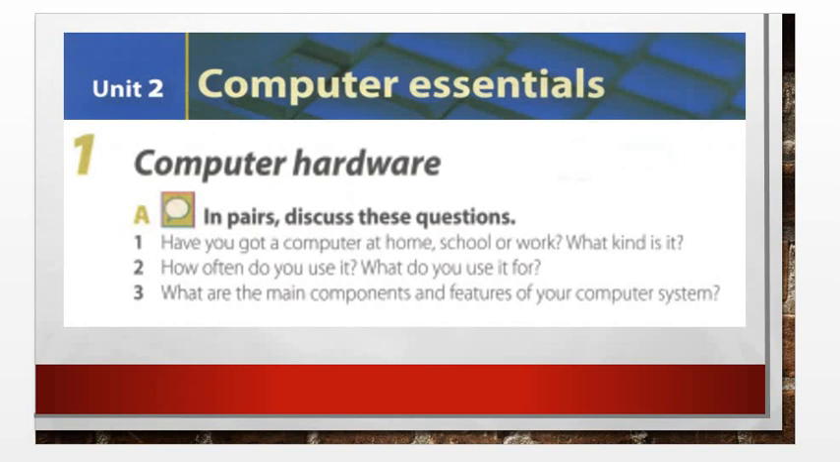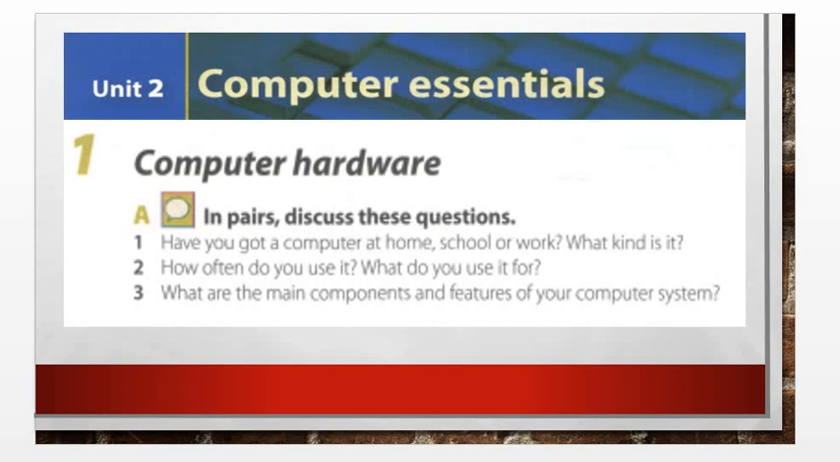Unit 2, Computer Essentials. The first task of this unit is computer hardware. Discuss these questions with yourself. You can answer these questions with yourself, and you can talk with yourself. Have you got a computer at home? This is the first question. Or have you got a computer at school? Have you got a computer at work? What kind is it? If you have a computer, what kind is it?